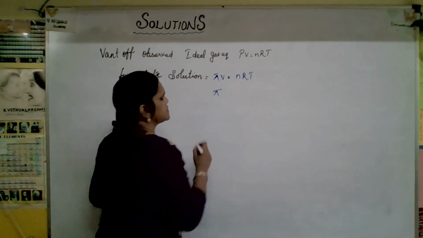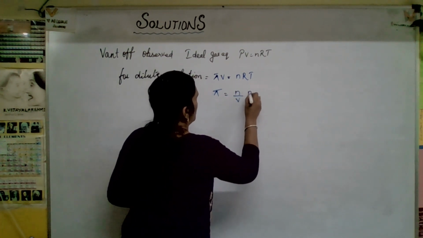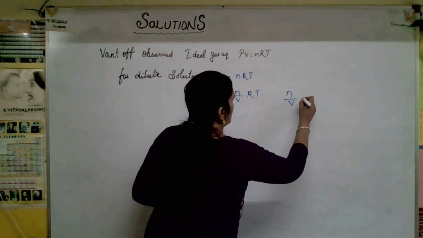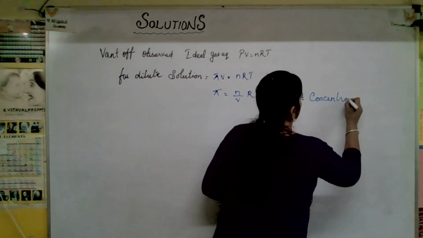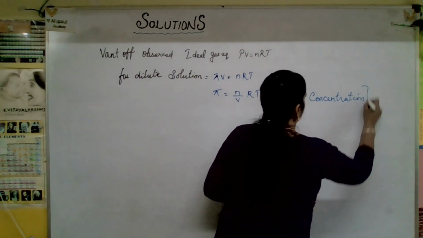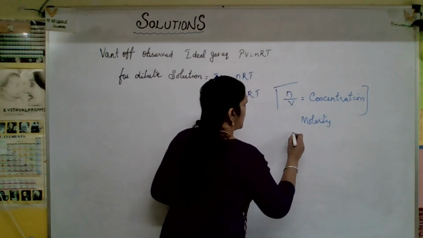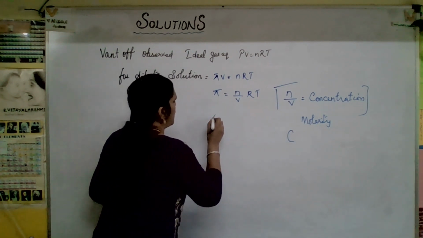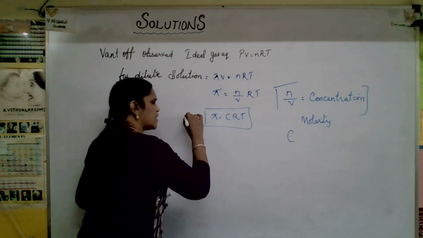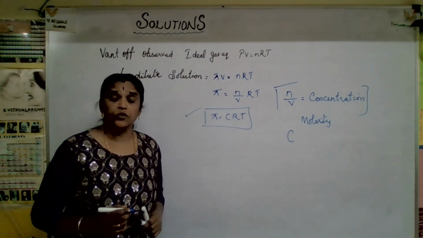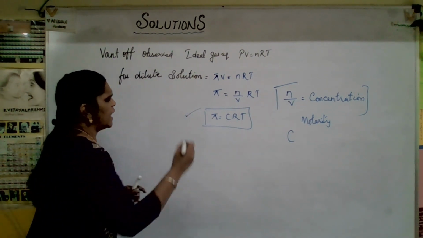So pi, osmotic pressure, equals n by V times RT. Here n by V is the concentration, we are talking about molarity, so we can put it as capital C. So pi equals CRT. We can utilize this formula also for solving sums related to osmotic pressure. Okay, another one more.